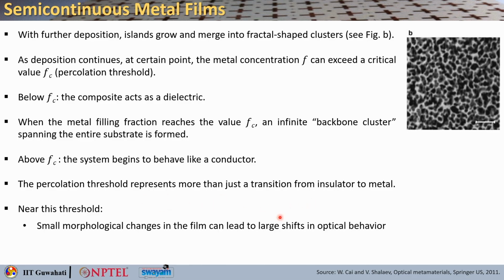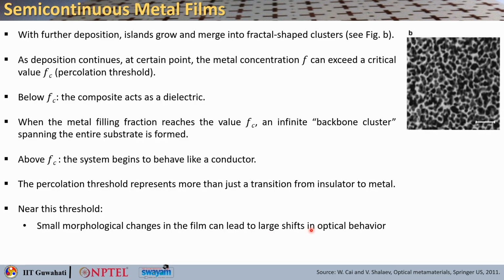So, a few interesting things happen near this threshold, like small morphological changes in the film can actually lead to a large shift in the optical behavior, because you understand that the behavior of a dielectric is very different to that of a metal. So, there is a concentration Fc where this changeover is taking place.